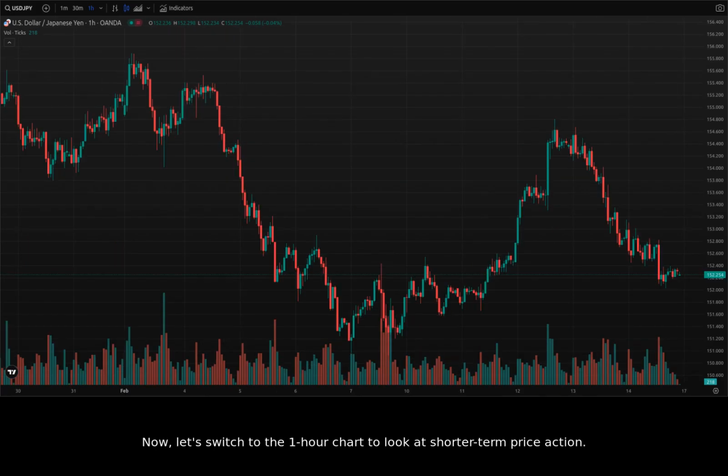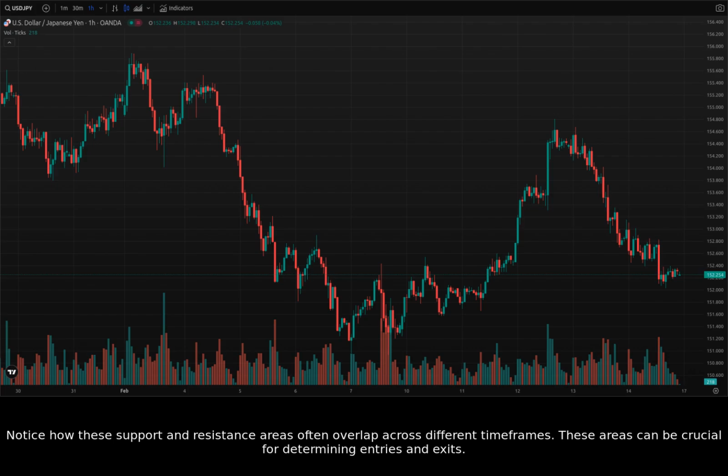Now, let's switch to the 1-hour chart to look at shorter-term price action. Here, we observe a few key points of support and resistance, which correlate with the daily chart. Notice how these support and resistance areas often overlap across different time frames. These areas can be crucial for determining entries and exits.